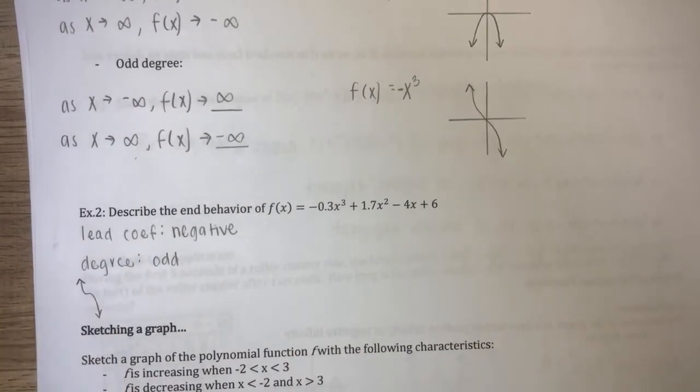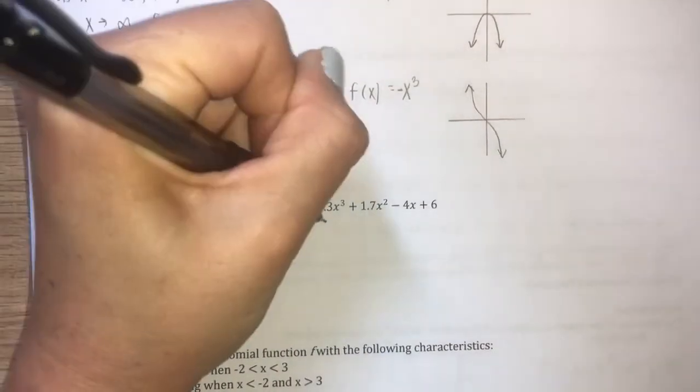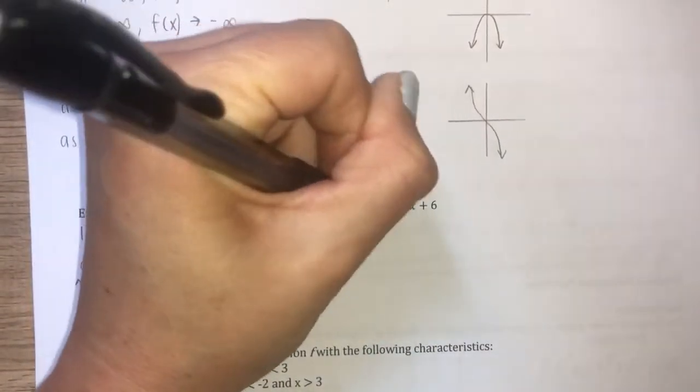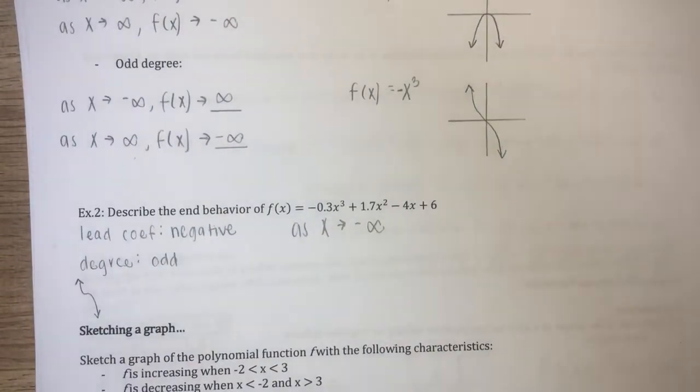We can use this to write our end behavior. So end behavior always starts the same way. So as x approaches negative infinity, f of x approaches.